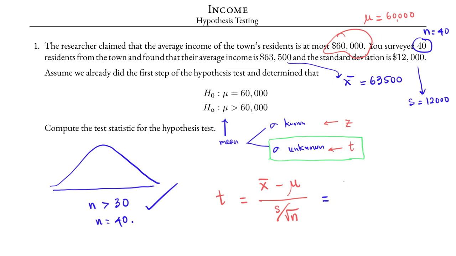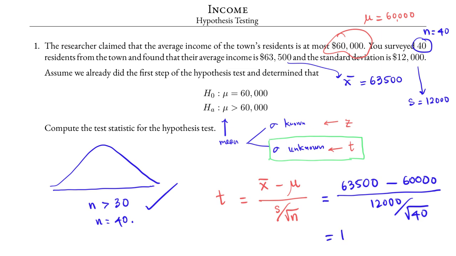X bar is 63,500 minus mu is 60,000 divided by S is 12,000 divided by the square root of n is 40. All we need to do now is to put the entire expression in a calculator, and we will get the t-test statistic 1.845, where we round it to 3 decimal places.